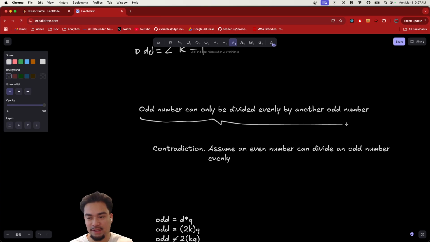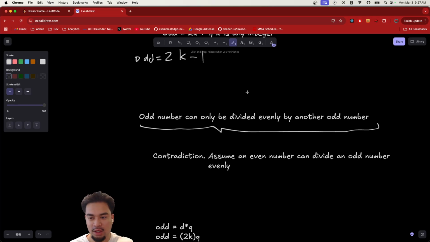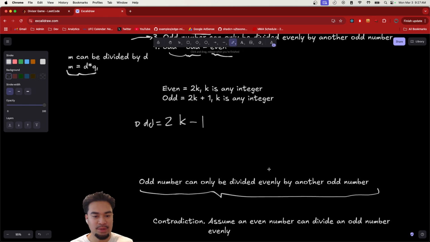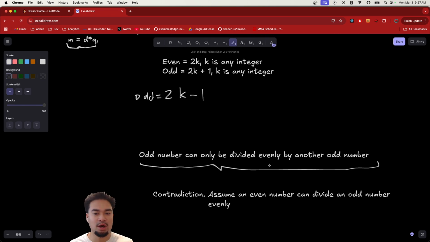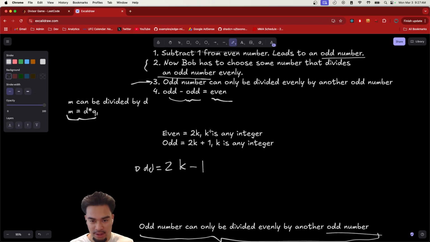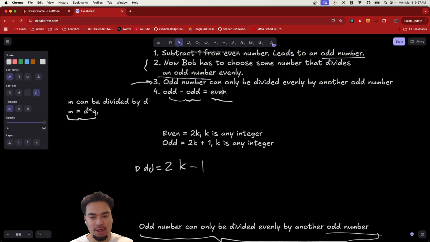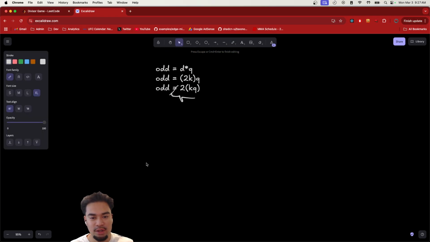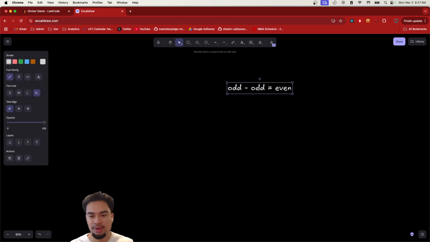Every number is divisible, right? Even prime numbers are divisible by 1 and by themselves. Every integer is either odd or even. So if it can't be even, then it has to be odd. So that's the proof. Now that we proved that it has to be an odd number, let's prove the last part: odd minus odd equals even, and then that finishes our whole thing.